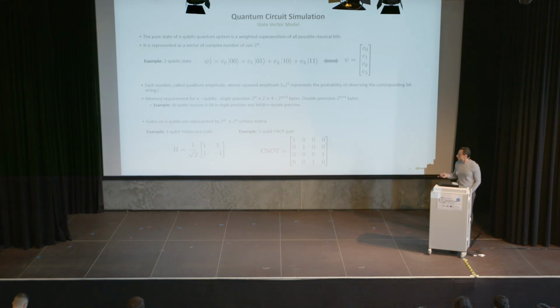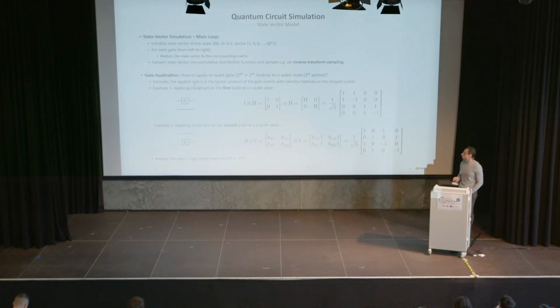Now, having defined the representation, performing state vector simulations conceptually is pretty straightforward. We first initialize the state vector to the desired initial quantum state, which is usually the all 0-bit string, and then we apply the gates one by one by multiplying the state vector with a matrix corresponding to the gate.